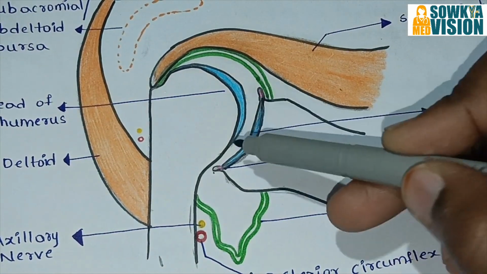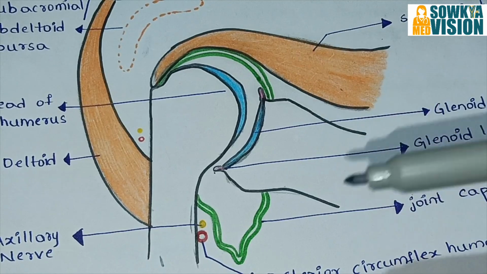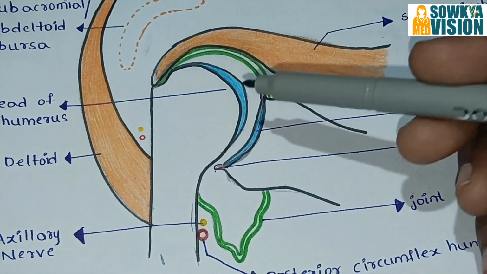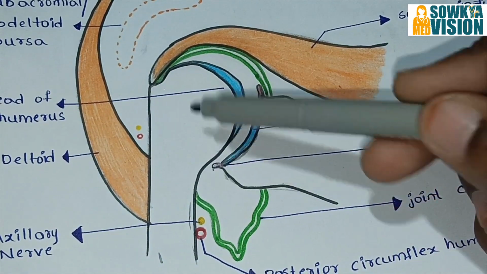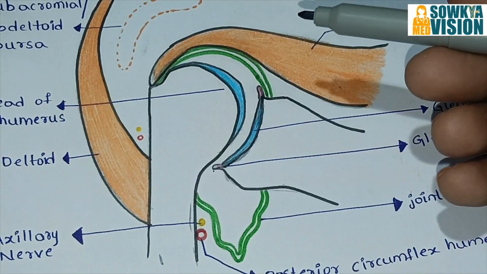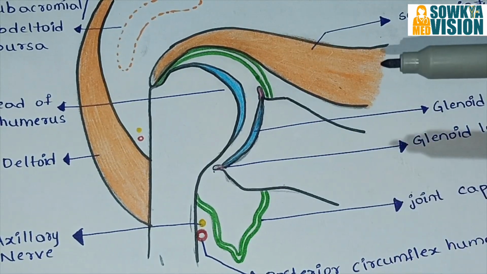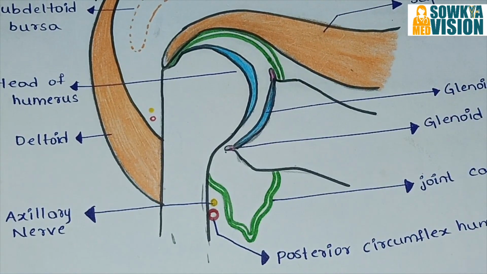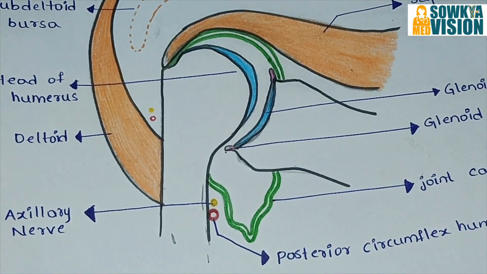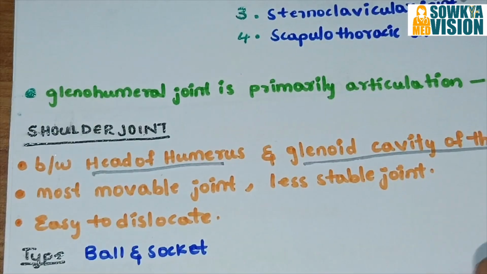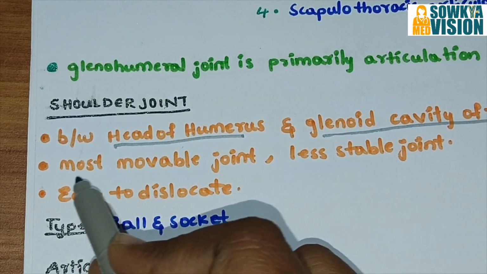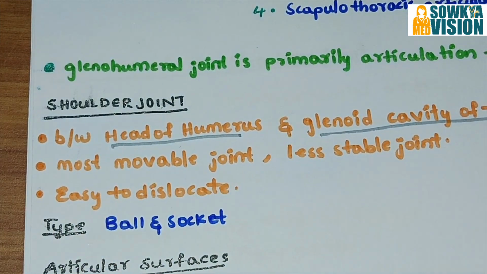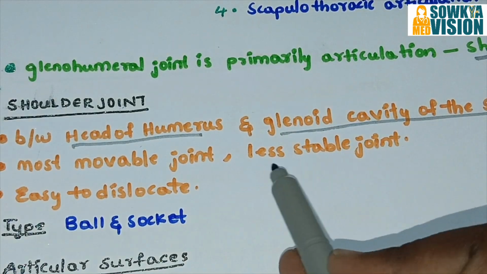So the shoulder joint is formed by the glenohumeral joint. Gleno means the glenoid cavity, and the head of the humerus. They both are involved in the formation of the glenohumeral articulation, which is primarily involved in the formation of the shoulder girdle. And now, it is a movable joint, the most movable joint. It is the most movable joint and less stable.